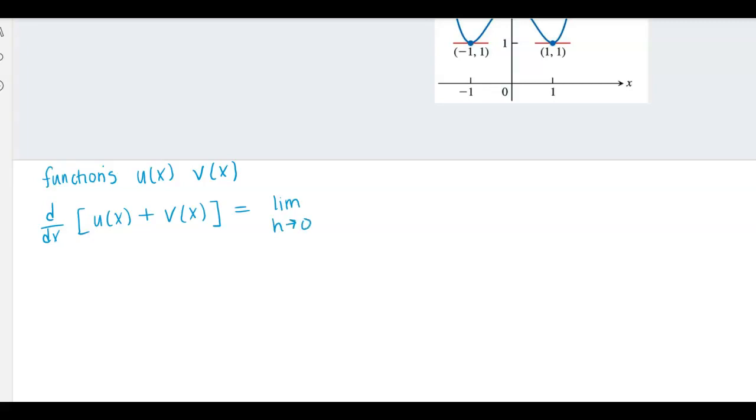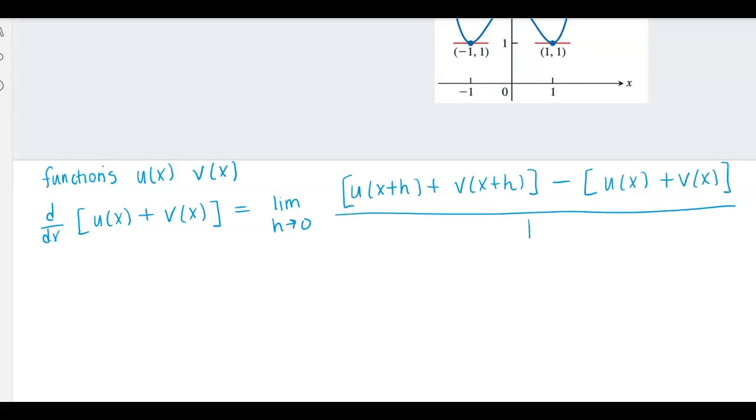So if we look at this as a single function, we would first plug in x plus h, so u of x plus h plus v of x plus h. That's the first part. And then we would subtract off the original function, which was u of x plus v of x. And that whole thing is divided by h.